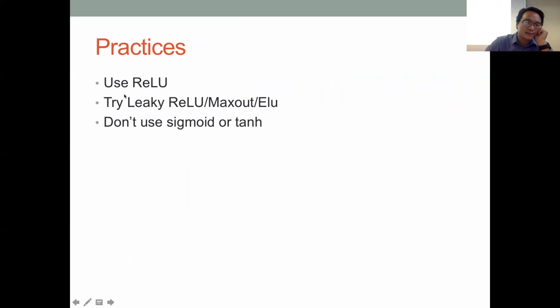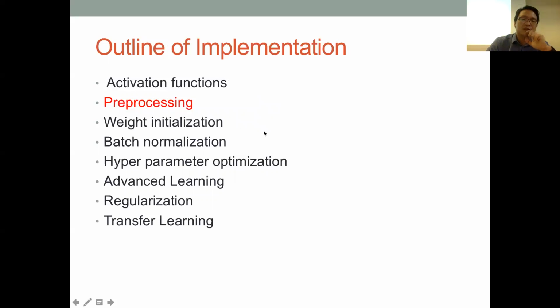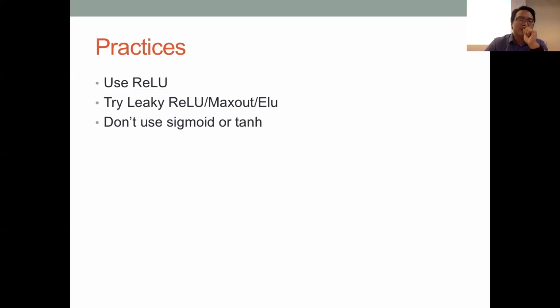So in practice, you use ReLU, then you try the leaky ReLU, or you try Maxout or another one. So do not use the sigmoid function or tanh function for the activation. That's the most common practice for the activation function. Sometimes maybe it may not be true.